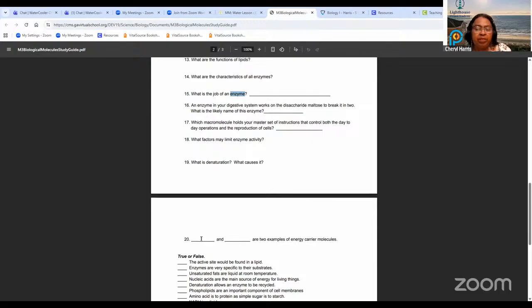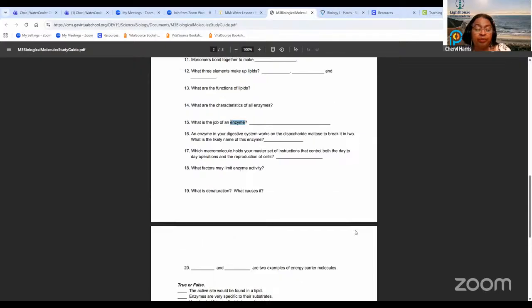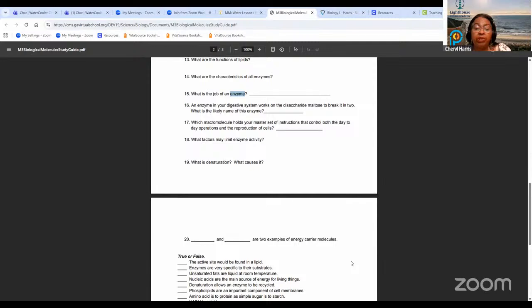ATP is an energy carrying molecule, and sugar is an energy carrying molecule. Number 20 is not a question I would put on the test, but we'll talk about ATP later on. Just know that there are substances that go around carrying energy in the body.